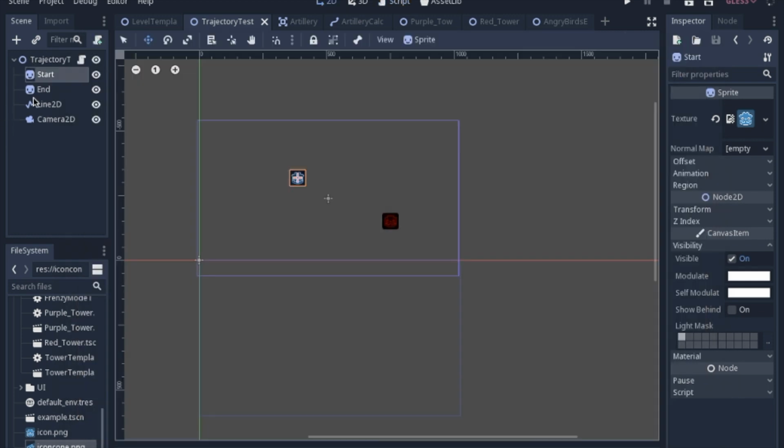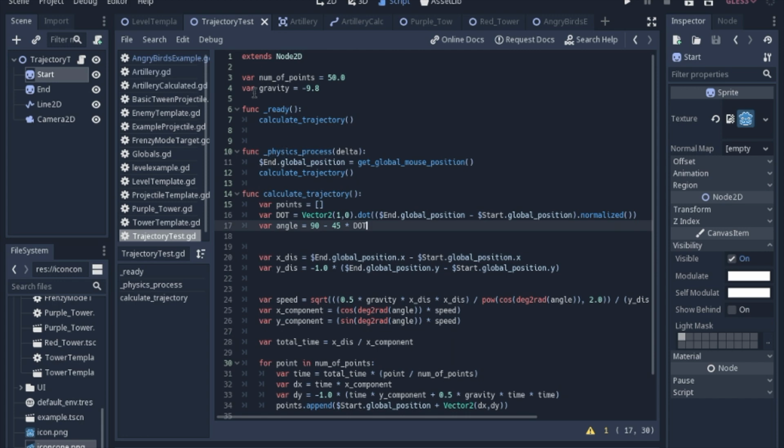So just a quick setup of the nodes. We're going to have the trajectory. This is just the container, and we just have two different sprites. I just made them different colors so we could tell the difference between them. The start is the blue, the end is the red, and we have, again, a Line2D that we will add all of our points to. So again, we have a number of points and the gravity, and we're going to calculate the trajectory every physics frame. And this line right here is just so I can move that sprite around to show in the example.